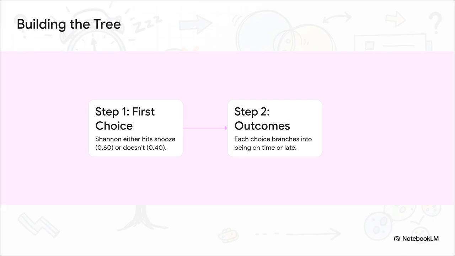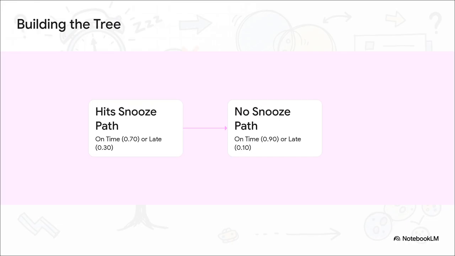That's our first set of branches on the tree, the first fork in the road. Next, we add the second stage. And notice this. This is really important. The probabilities on these new branches are conditional. So, if she hits snooze, there's a 70% chance she's on time. But if she doesn't hit snooze, that chance of being on time jumps way up to 90%. Each path has its own outcome.